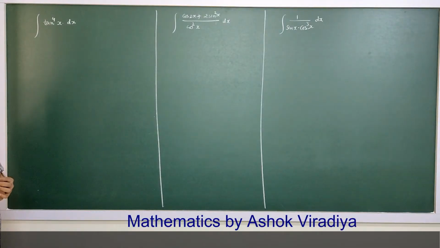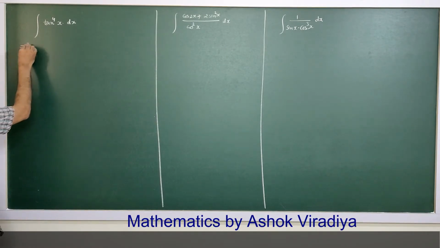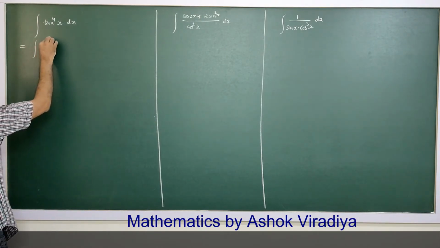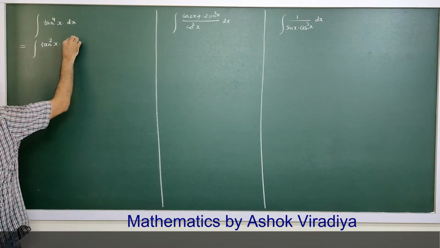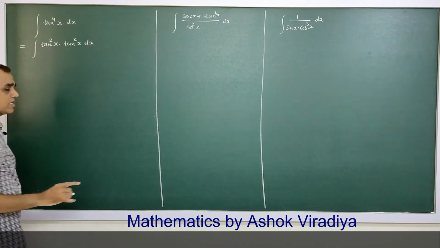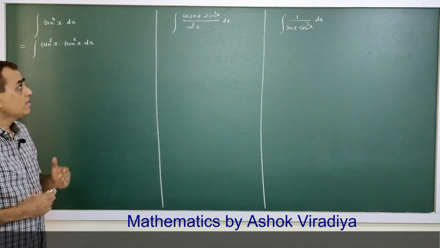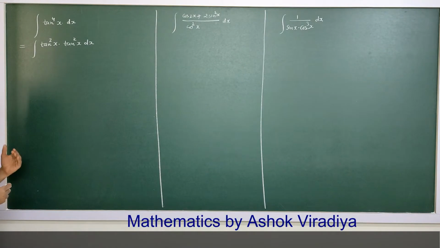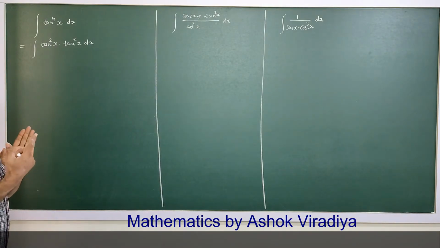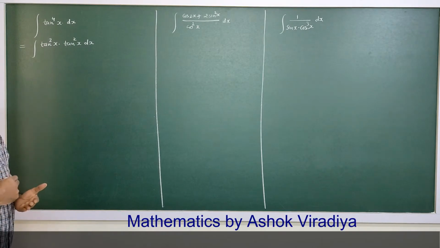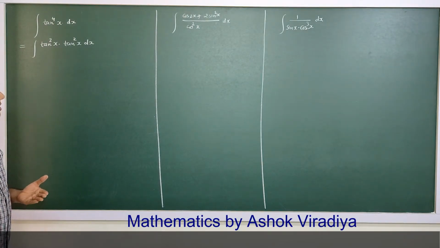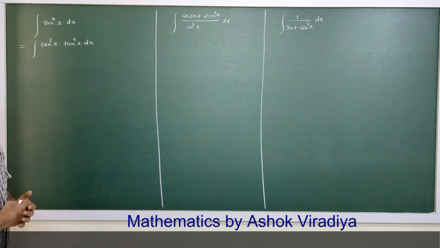Integral of tan to the power 4x. Whenever integral of tan to the power 4x is required, express tan to the power 4x as tan square x into tan square x. Keeping in mind that derivative of tan x is sec square x. So if we suppose tan x equal to t, then sec square x dx can be removed.